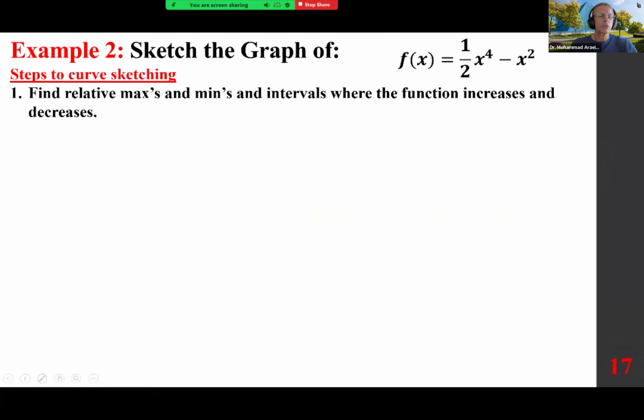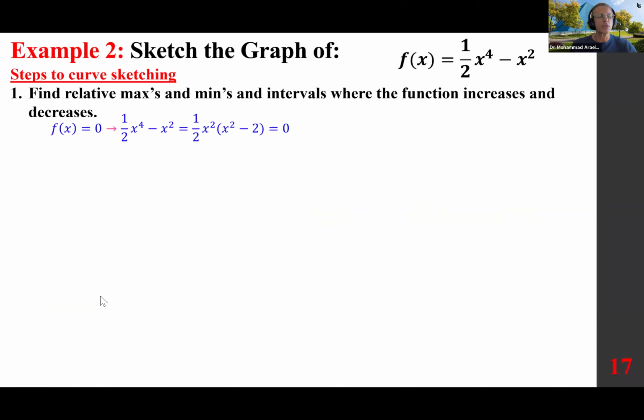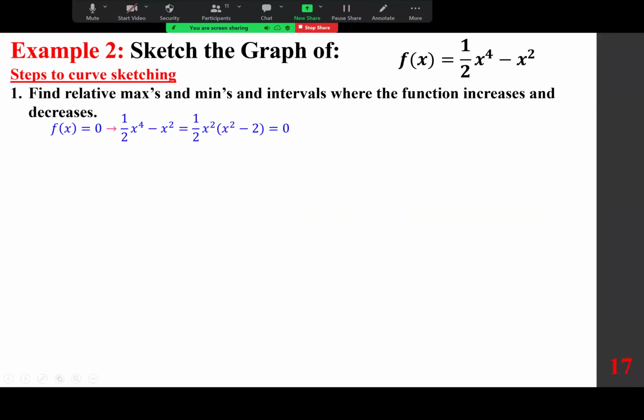We are going to graph this function, f of x equals 1/2 x to the power of 4 minus x squared. And to do that, first I want to look at it from the point of view of algebra. That means, first let me find the intercepts by setting it equal to 0. When we do that, this gives us x equals 0. And of course, the multiplicity is 2.